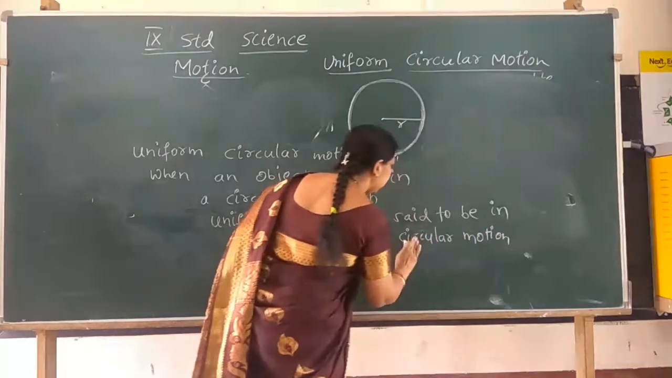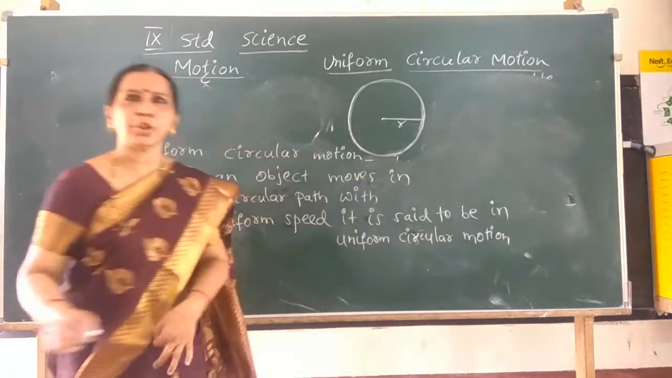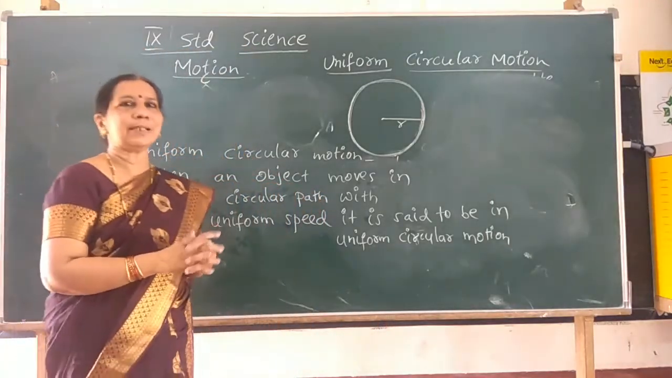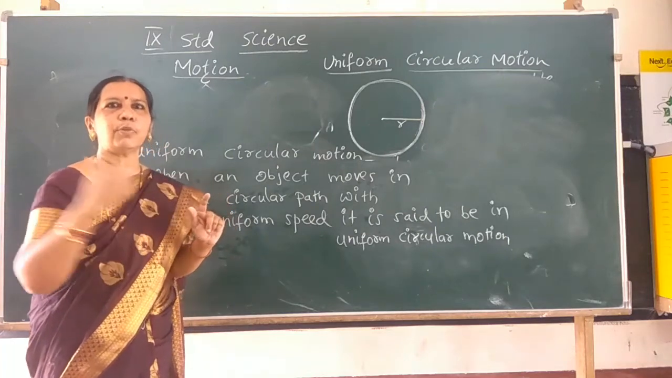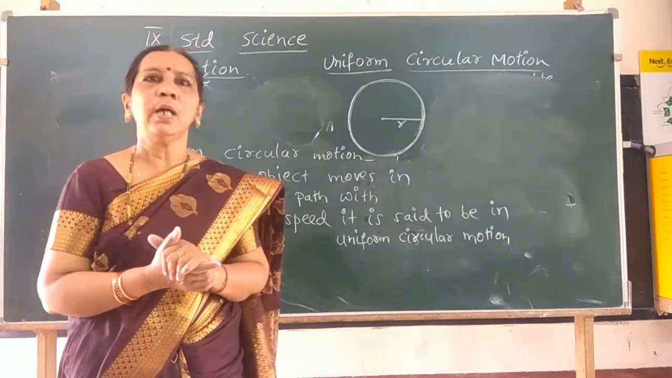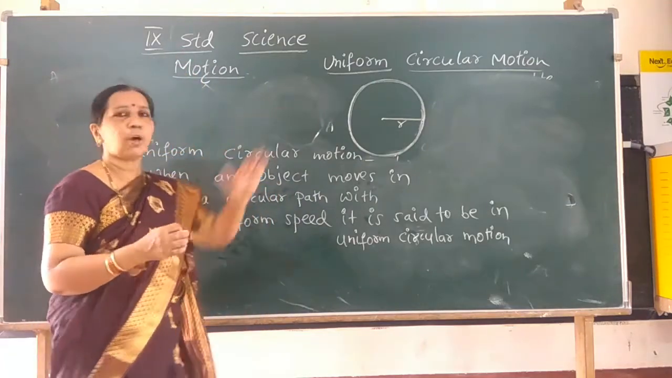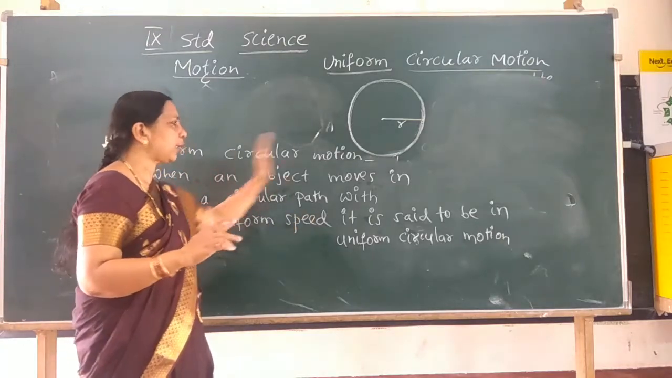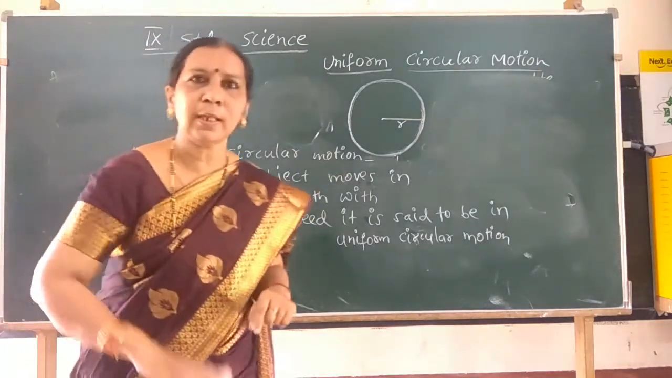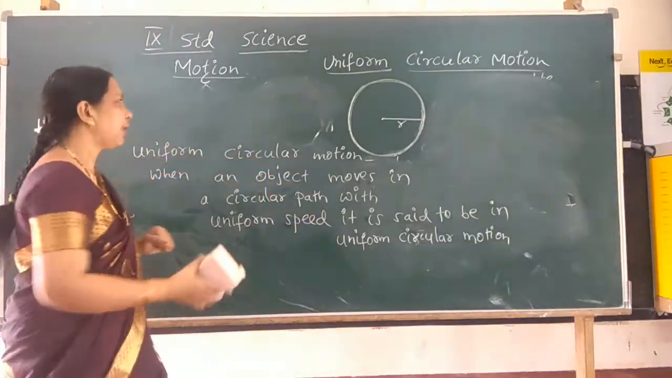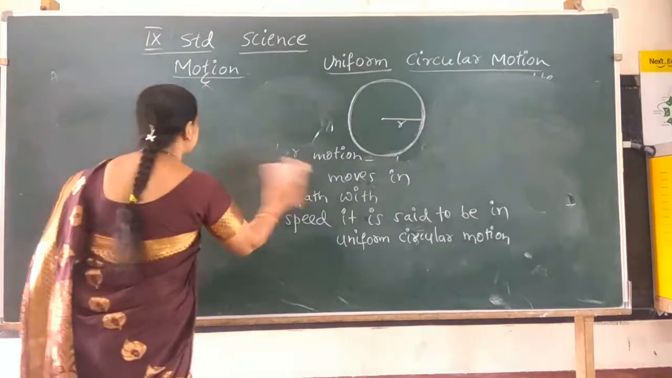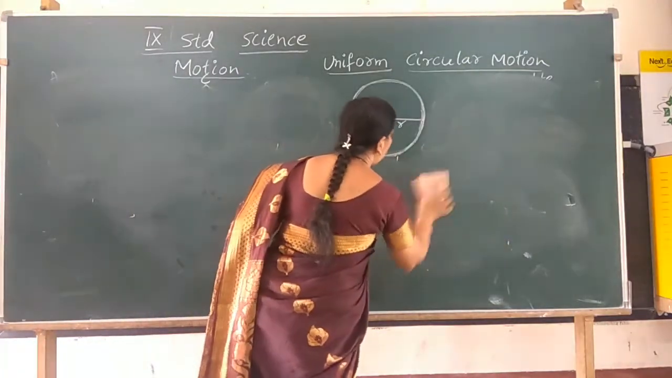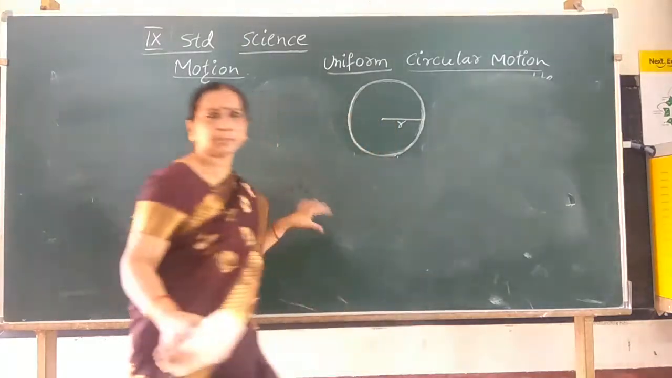So you can give many examples of circular motion. The motion of the earth and the sun, the motion of a satellite, and a cyclist moving around a circular path are examples of uniform circular motion. When it moves with uniform speed around a circular path, it is said to be in uniform circular motion. That completes the lesson. Now let us solve some problems of the exercise. Try to understand how to solve the problems.